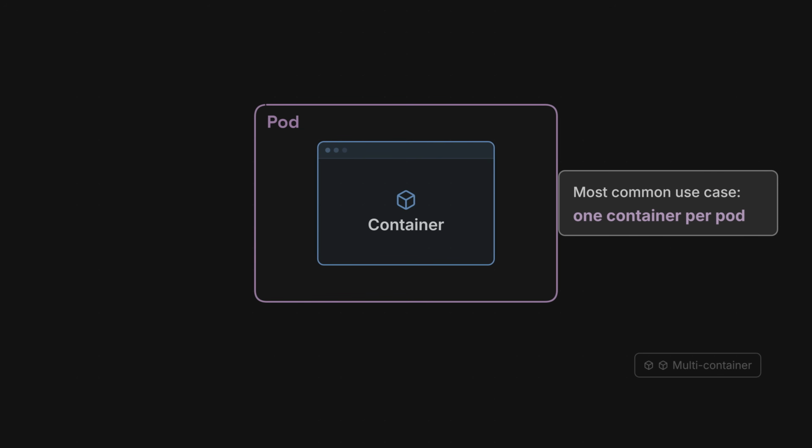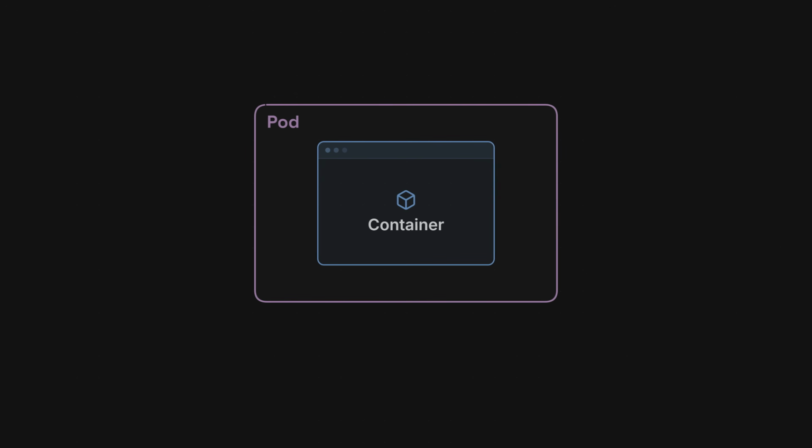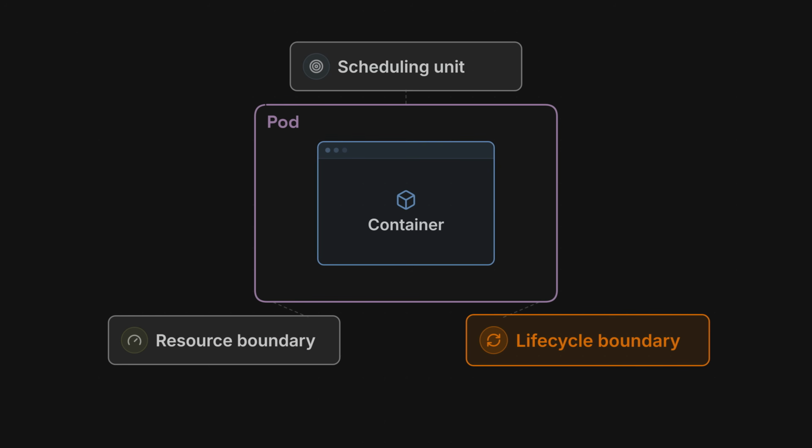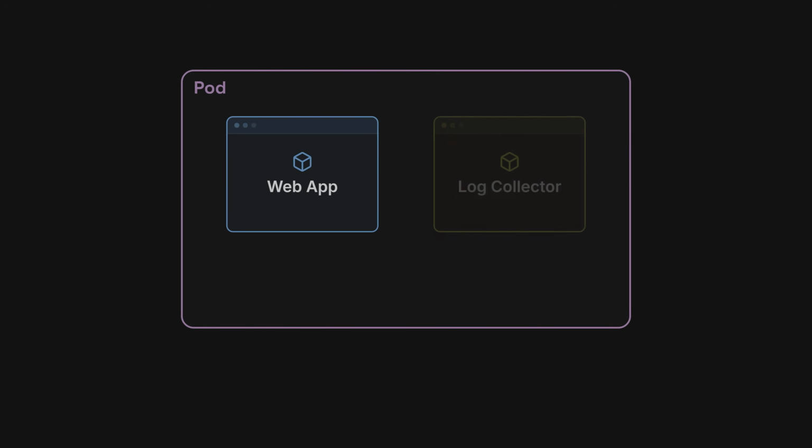So if most pods only have one container, why does the pod abstraction exist at all? Because Kubernetes needs an atomic unit to work with. A unit it can schedule onto a node, allocate CPU and memory to, health check, restart, and replace. That unit is the pod. It's the fundamental building block for everything else in the system. A deployment manages pods. The scheduler places pods. The kubelet runs pods. Everything operates at the pod level. The fact that a pod can hold multiple containers is a bonus, and it's useful when you need it.